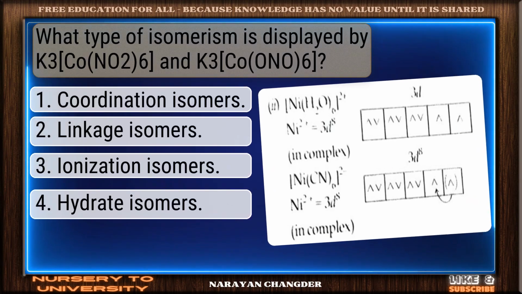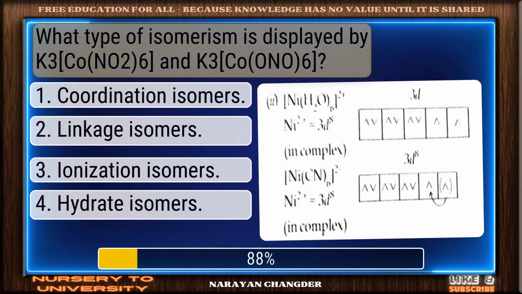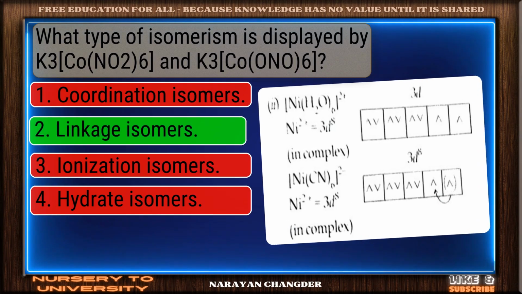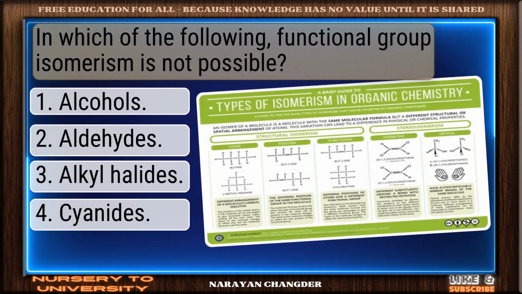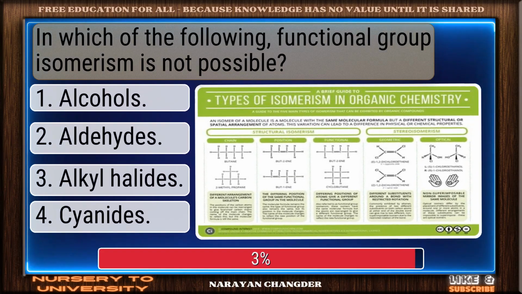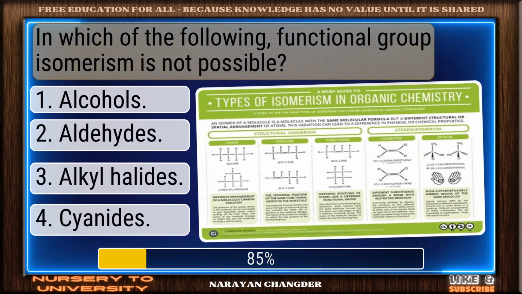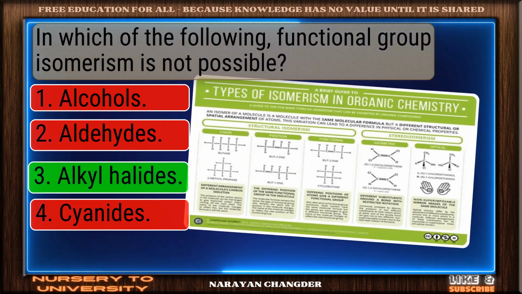What type of isomerism is displayed by the two complexes? Strong choice. Linkage isomers is the right answer. In which of the following functional group isomerism is not possible? Nice work. You chose alkyl halides, and it is correct.